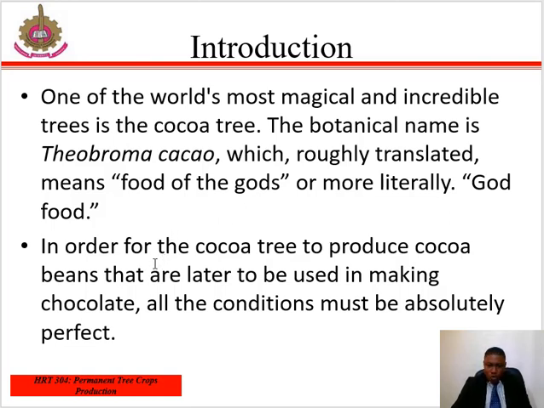In order for a cocoa tree to be produced, cocoa beans are extracted from the mucilage and are used as the planting medium. The cocoa beans can also later be used for the production of chocolate. All the conditions must absolutely be perfect.